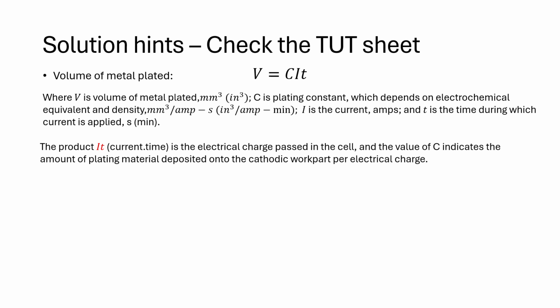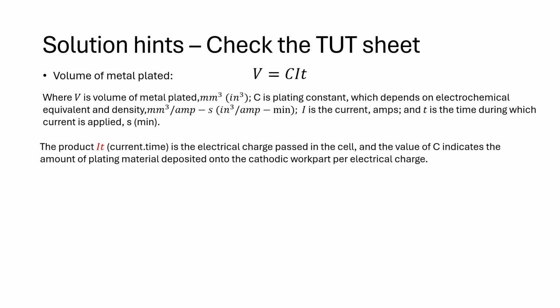The product of I times T, or the current times the time, is the electrical charge passed in the cell. And the value of C indicates the amount of the plating material deposited onto the cathodic work part per the electrical charge.